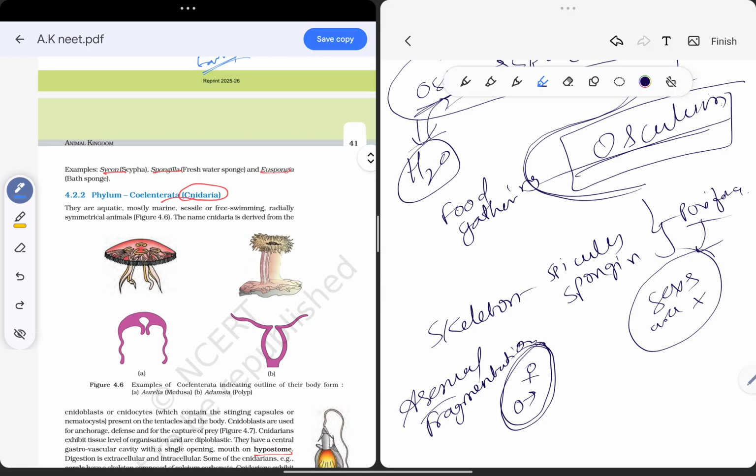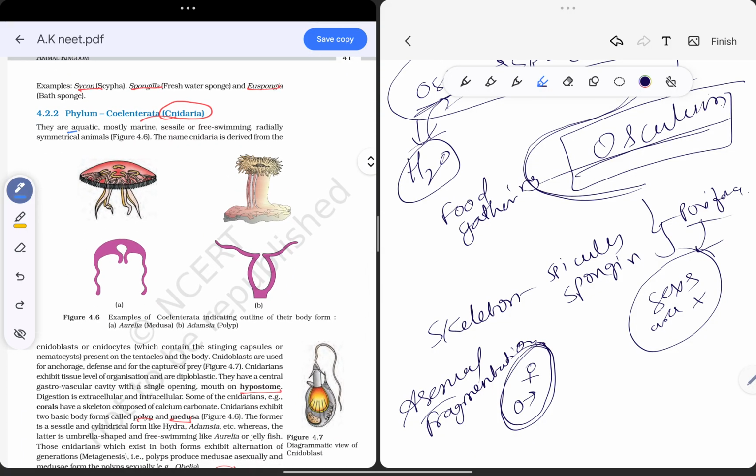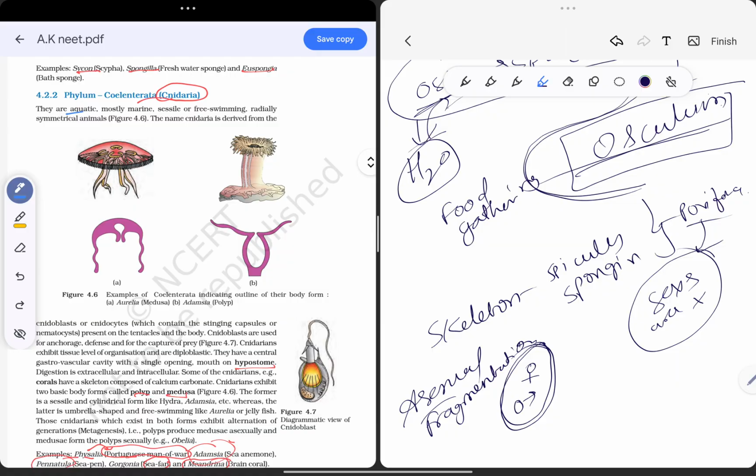That is about sponges or Porifera. Then the Coelenterata. Coelenterata are aquatic, mostly marine, sessile or free swimming. You should remember that even the Porifera was generally marine. Sessile means fixed. They can be fixed in a place or they can be free swimming.